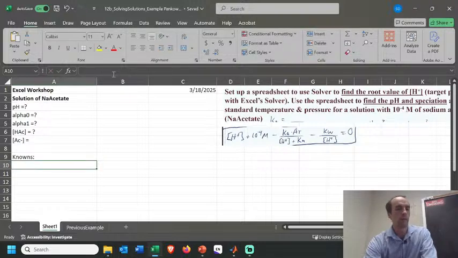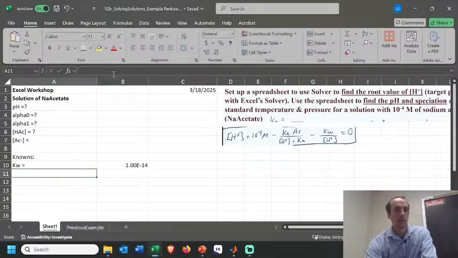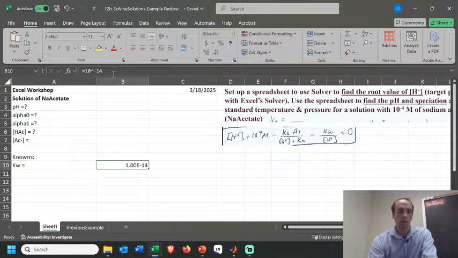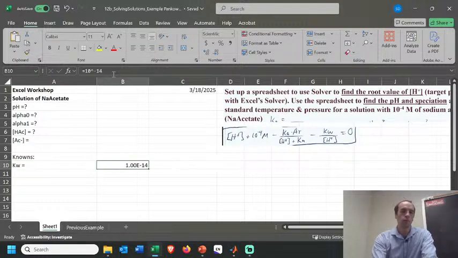I'm going to go ahead and write a few down. We know KW equals, and of course, anytime I'm putting a number in, I will typically just go ahead and write equals 10 raised to the minus 14, for example. And then I'll hit enter. Could probably also hit tab, and that would go over 1. So 10 to the minus 14, that goes ahead and puts that value in there.